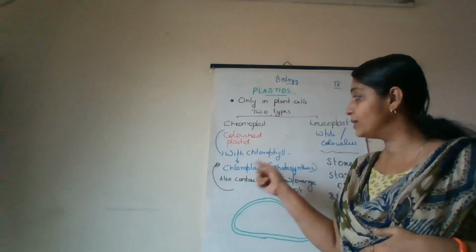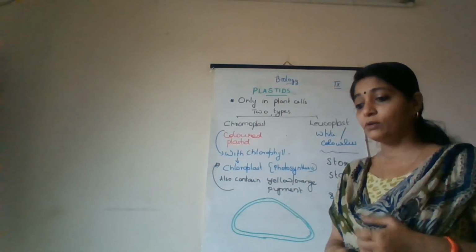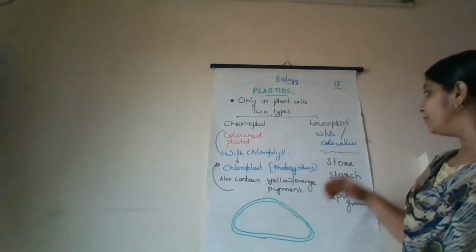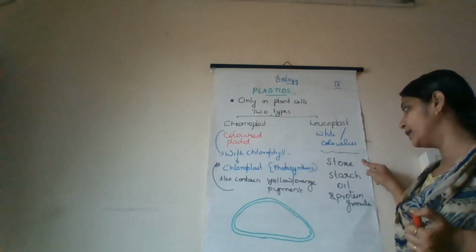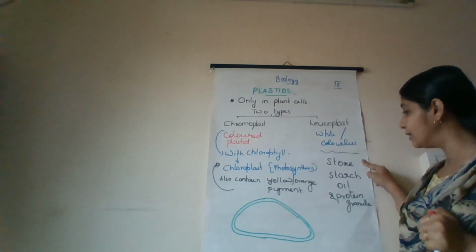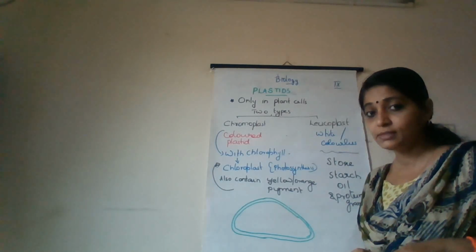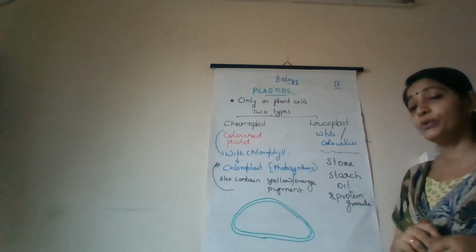These chloroplasts also contain yellow or orange pigments. And when we come to leucoplast, the main role of leucoplast is storage: to store starch, oils and protein granules.